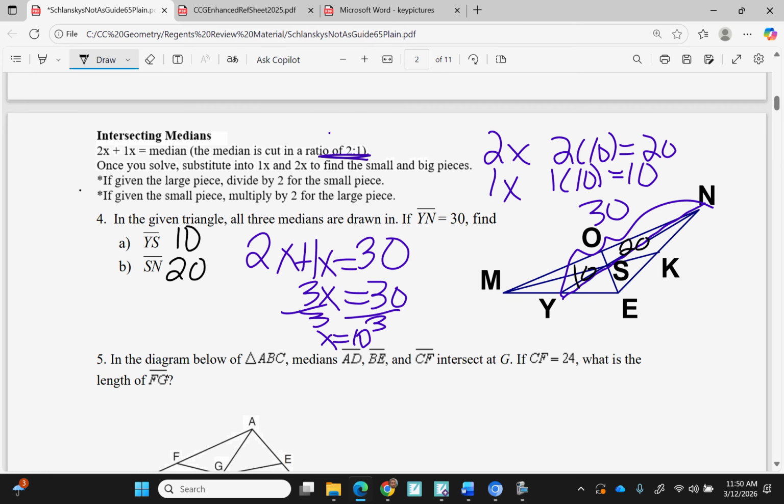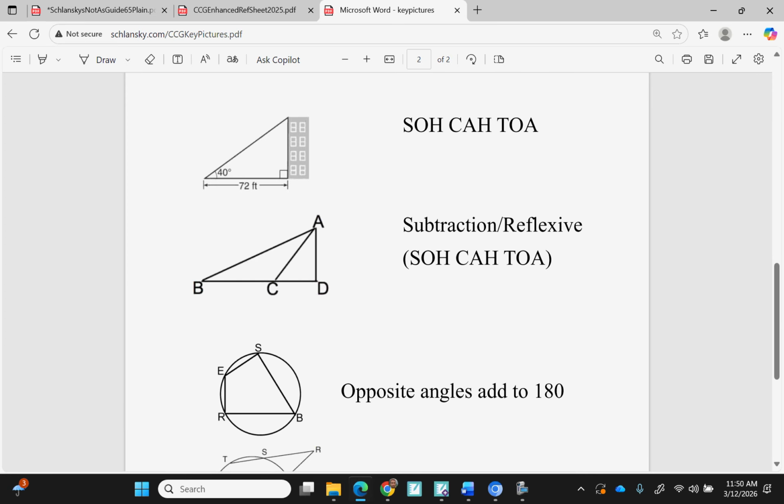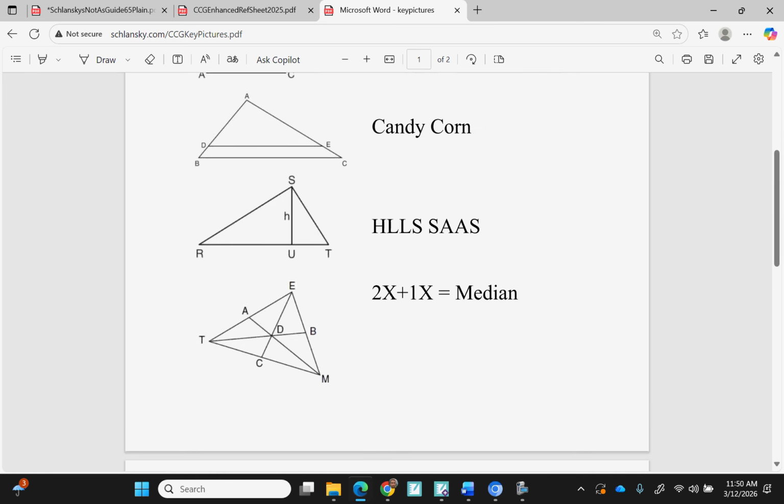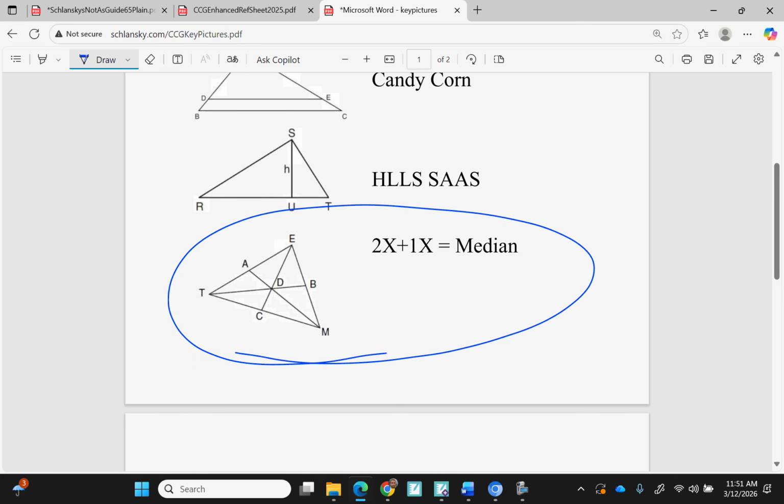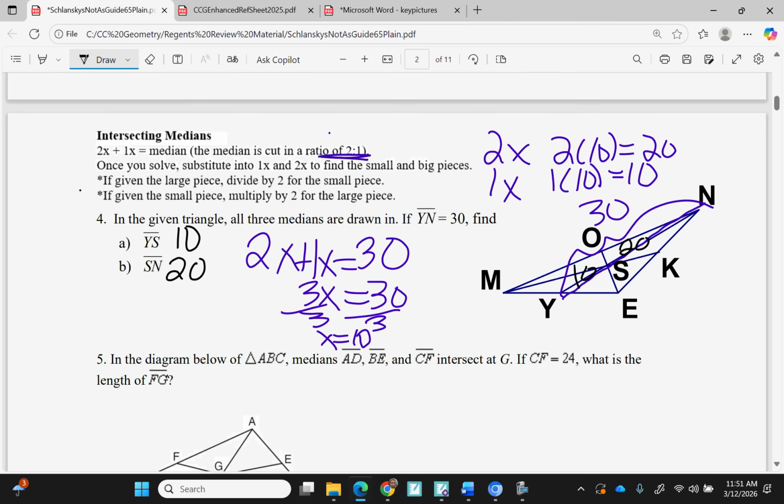So again, whenever you have intersecting medians, and this is one of your key pictures, this is on Schlansky.com. There's not that many key pictures here, but whenever you see this picture, you need to know to do 2x plus 1x equals the median. And again, once you get your answer, substitute into 2x and 1x. The smaller piece is 1x, the bigger piece is 2x.